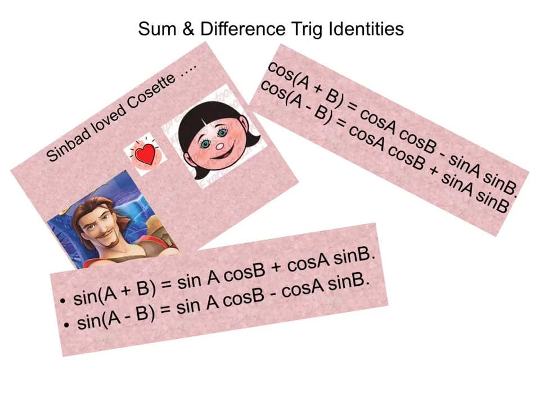But she doesn't love him back. So when Sinbad's in charge of the date, we call that a sine formula. And he likes to sit next to Cosette and puts her sister next to his brother. And she tells everyone they have the same signs.